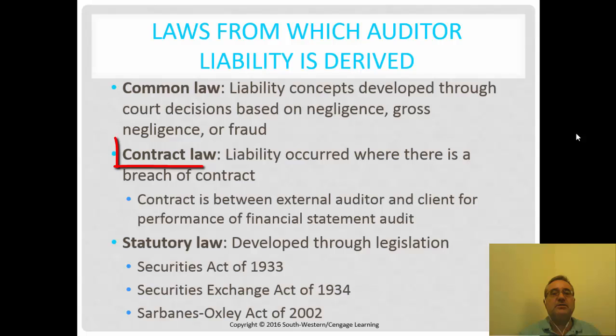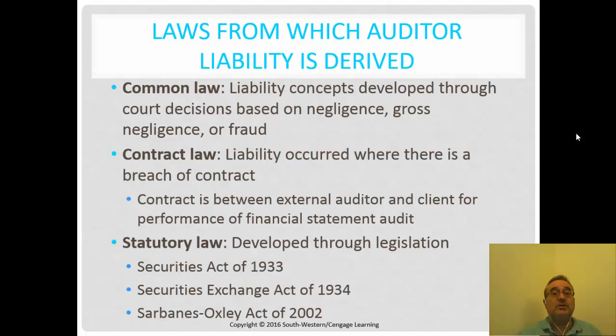Common law is the liability where there is a breach of contract. The contract is between the external auditor and the client for the performance of the financial statement audit. Common law is driven by court decisions. These are usually state-specific court decisions. So one of the things that you'll see in the CPA exam is when they talk about common law, and we're going to talk about a couple of these in this discussion, is they will specify this as being state-specific.